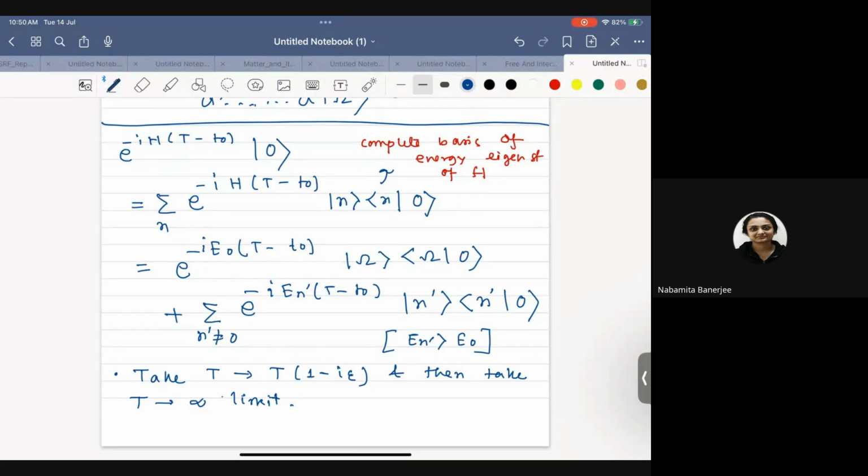This is mathematics. What am I really doing physically? Making time slightly imaginary and then going to the future, far future. I'm taking t to infinity, positive infinity. So I'm going to the far future. Okay. Now what would that do in this expression?